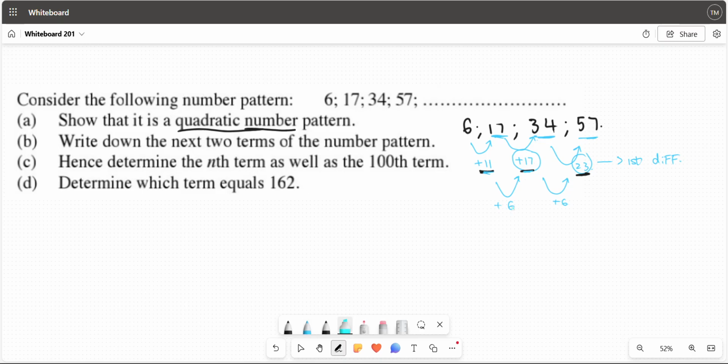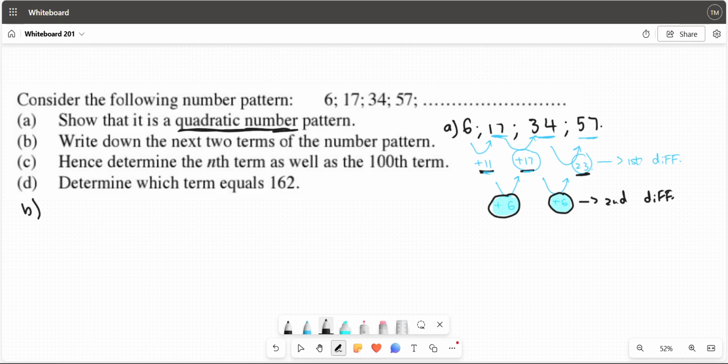And there we go. The fact that this is a 6 there, and this is a 6 here, and the fact that this is my second difference, the fact that this number is constant, proves that this is a quadratic pattern. So that's how you answer the first question: show that there is a constant second line difference.